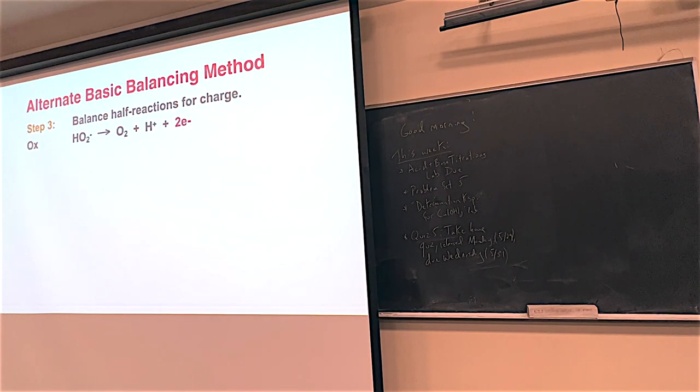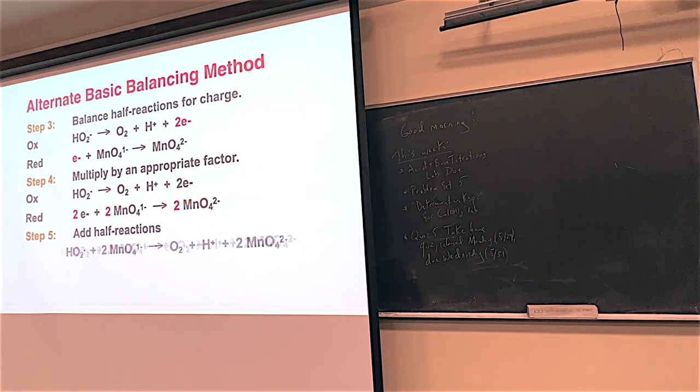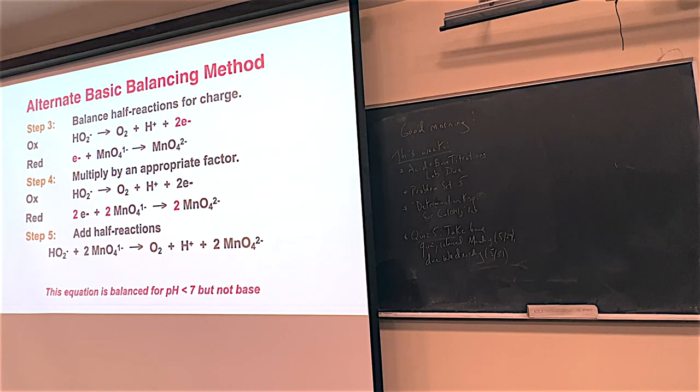Okay, the next parts are pretty similar. You want to add those negative electrons. That's the only thing you can add. So negative two electrons there. You'll add one electron to the manganese, just like before. That part hasn't changed. Also, just like before, we've got to make sure our electrons cancel each other out. We'll multiply the second reaction through by 2 in order to make sure the electrons are the same. So then, just like before, we'll combine those two half reactions together, and you end up with this. So the peroxide plus the two permanganates makes oxygen plus H plus plus two manganates.